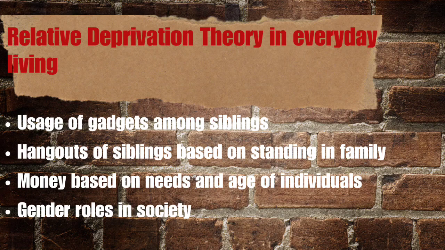Now, let us talk about relative deprivation theory in everyday living. A while ago, we talked about relative deprivation theory in a real-life scenario. Now, let us talk about it in everyday living. Number one, usage of gadgets among siblings. It is based on the chronological order of the siblings where if you are old enough, you have the privilege to use your gadgets as long as you want. But if you are young, you have 2 to 3 hours to use it.